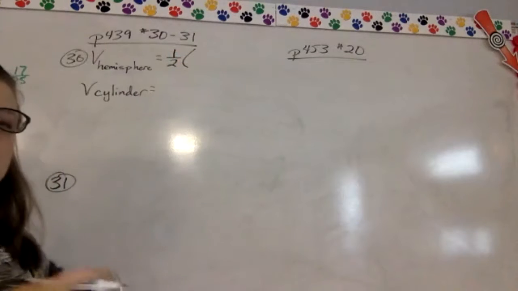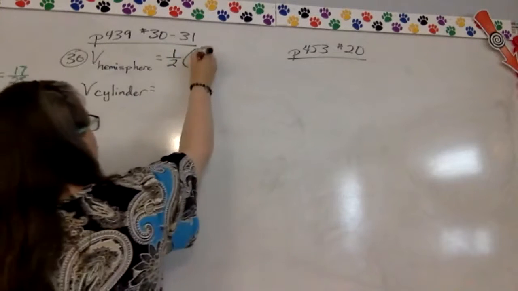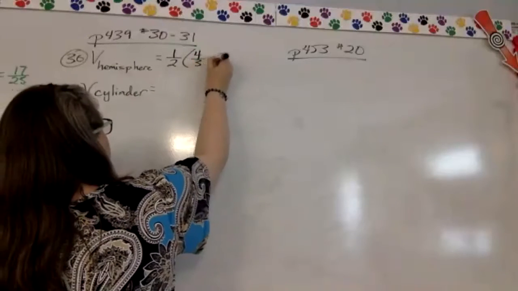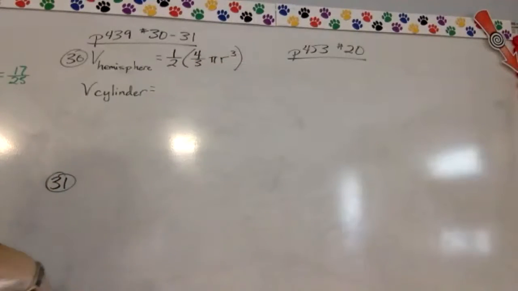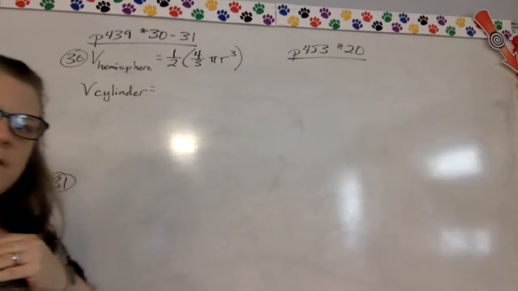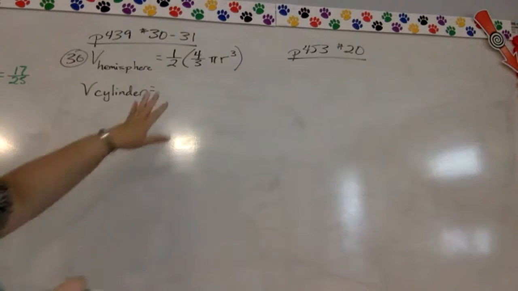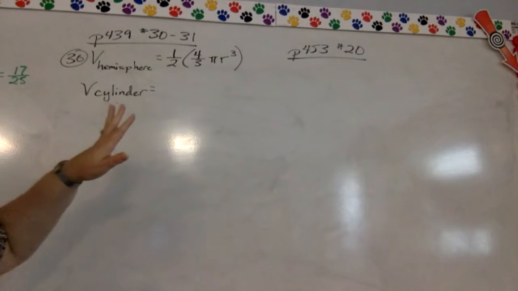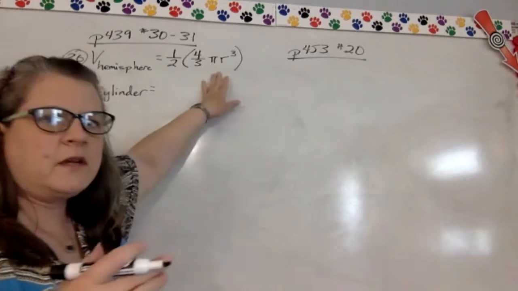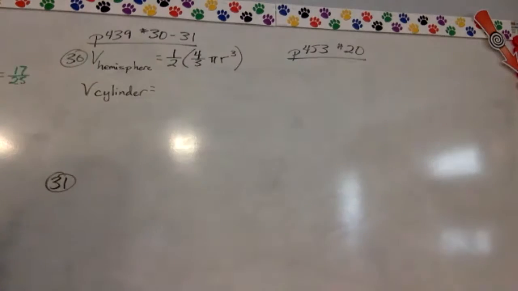Our formula for the entire volume of the sphere was 4/3 pi radius cubed. Does that look familiar from yesterday? 4/3 pi r cubed. This is for the entire sphere, but we're only doing half of it. And then we'll plug in the numbers for that.